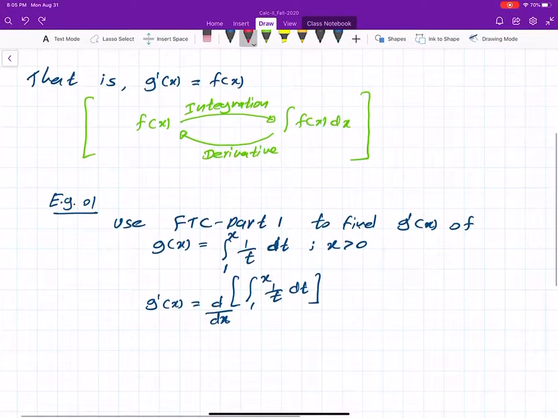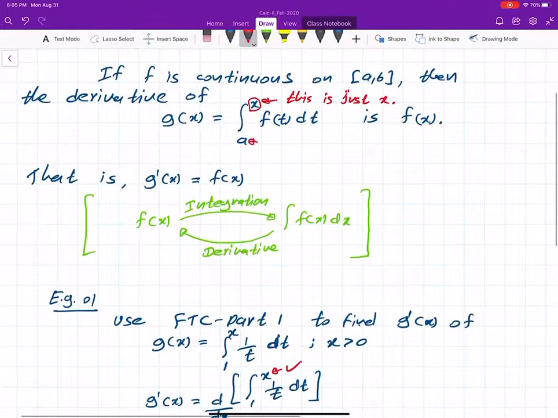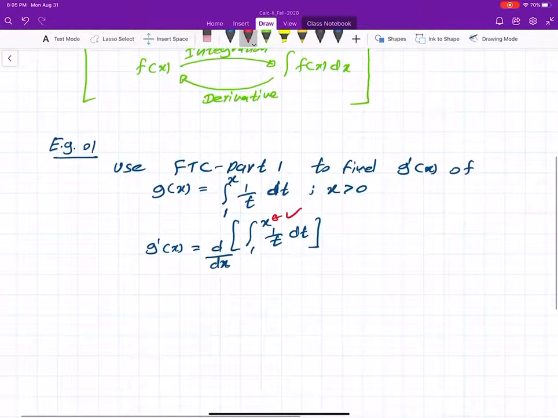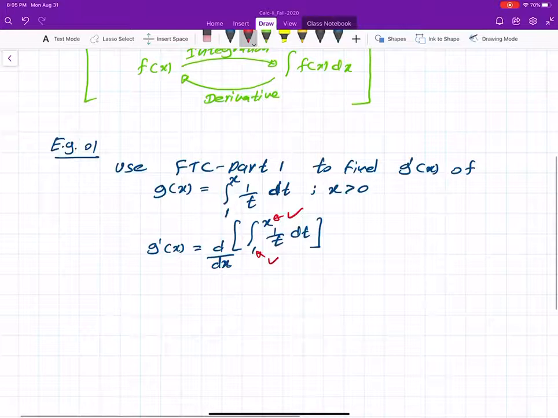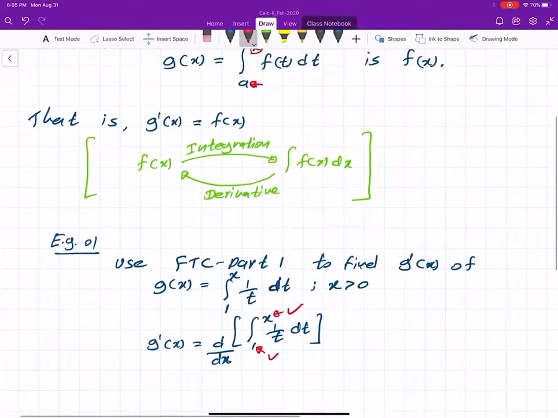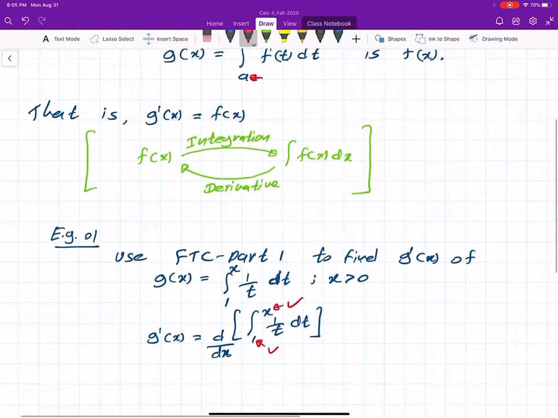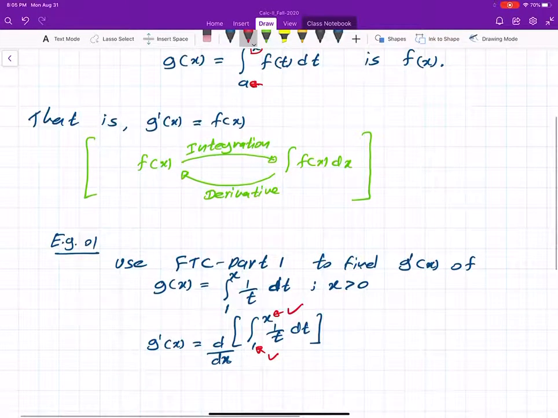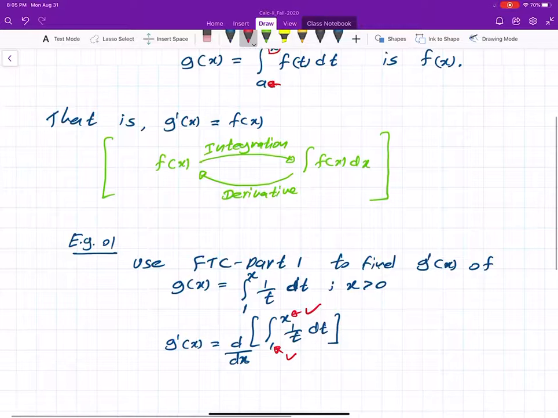All right, now you can see it is just x here. Okay, so it is checked. It is x. Here this should be a constant. It's a constant. So here this is 1. 1 is a constant. Okay, check. So the limits are okay, the upper limit and lower limit are okay. All right. So you can directly write the solution by using the fundamental theorem of calculus.